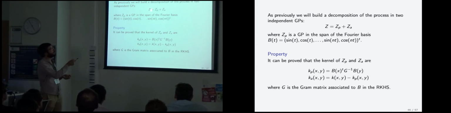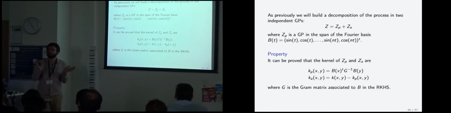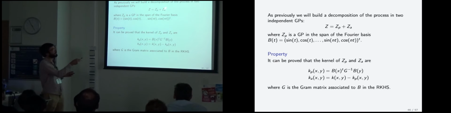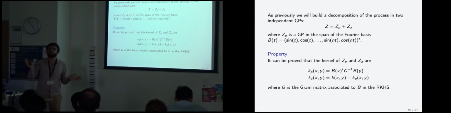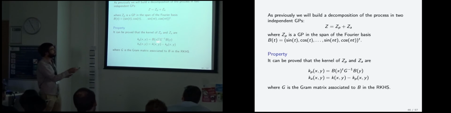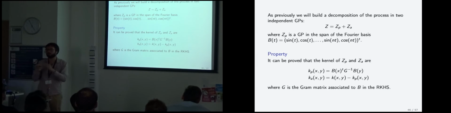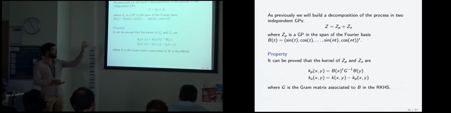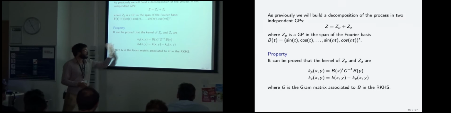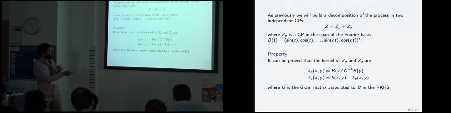And we can actually take, for example, a Matern covariance for this, and we can see this GP as a sum of two independent GPs, where one is exactly periodic, and the other one is exactly orthogonal to periodic functions. And if you derive the kernel of the periodic component, this is what you end up with, where B of x is the vector of the Fourier basis, and this is just a matrix that is a Gram matrix, and this is the aperiodic component that writes as this difference.